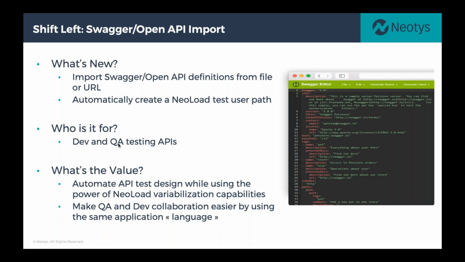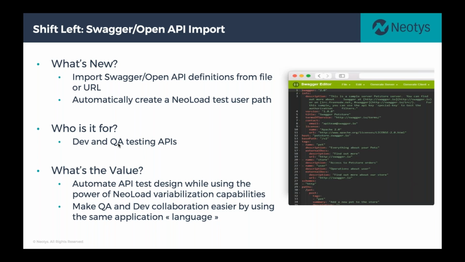Now, in NeoLoad, of course, we've supported the ability to do API testing through SOAP or JSON and REST calls. One of the pieces that we knew we needed to develop, and we have, is the ability to import Swagger or OpenAPI definitions from either a file or a URL. Now, this is pretty cool because now you can actually take your Swagger specs, push them into NeoLoad, have NeoLoad actually create the infrastructure here in NeoLoad to then push load against these particular APIs.